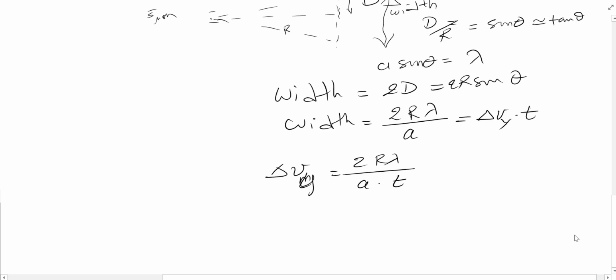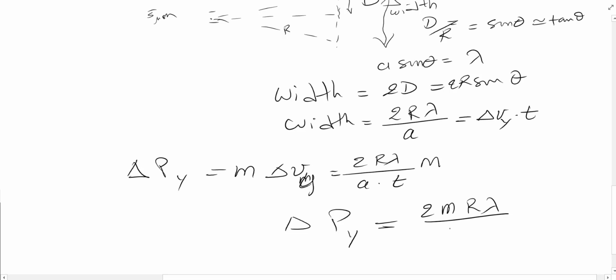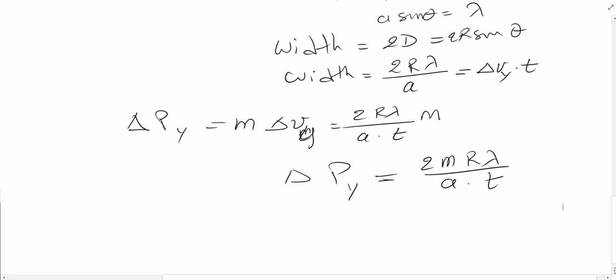Anyway, from here, if I multiply this expression by the mass of the electron, we're going to find the uncertainty in the momentum. The momentum, initially we're supposed to have zero value in y because we think the momentum is in the x direction, but now because of this diffraction we know that the momentum has a component in the y direction, and this is its value: 2m times r times lambda divided by the opening of the slit times the time it takes for the whole thing. So if we sub in the values in here, we're going to find delta Py.